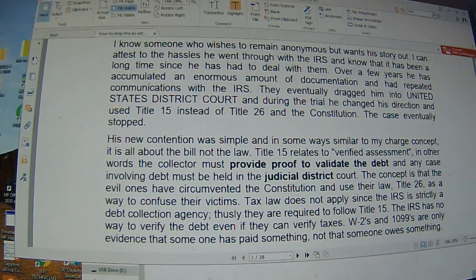Tax law does not apply since the I.R.S. is strictly a debt collection agency. Thusly, they are required to follow Title 15. The IRS has no way to verify the debt, even if they can verify taxes. W-2s and 1099s are only evidence that someone has paid something, not that someone owes something.